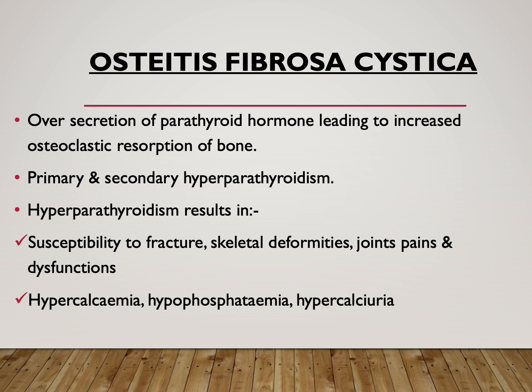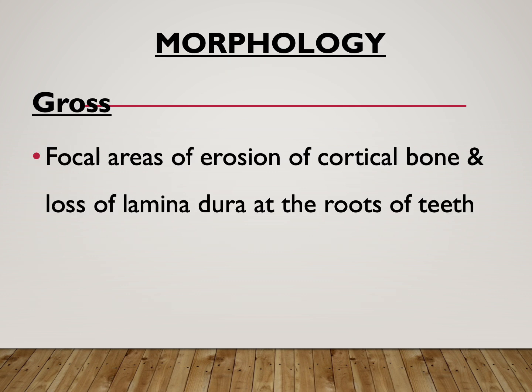Hypercalcemia, hypophosphatemia and hypercalciuria. Coming to the morphology, grossly there will be focal areas of erosion of the cortical bone and there will be loss of lamina dura at the roots of the teeth.